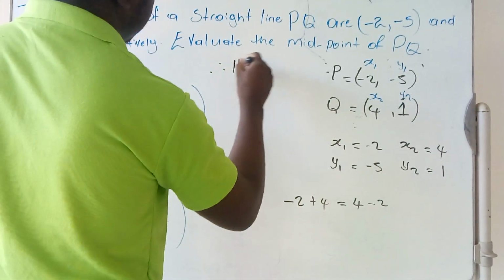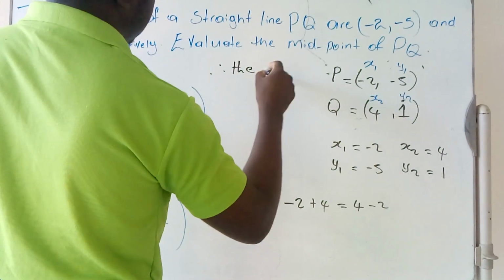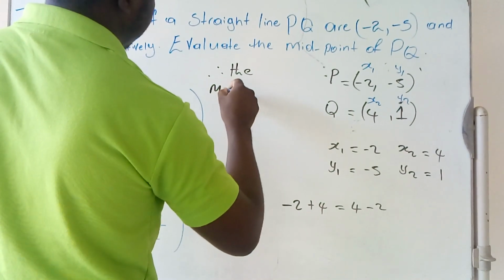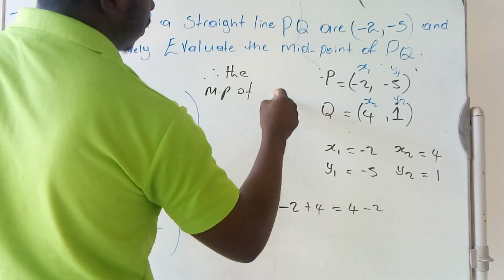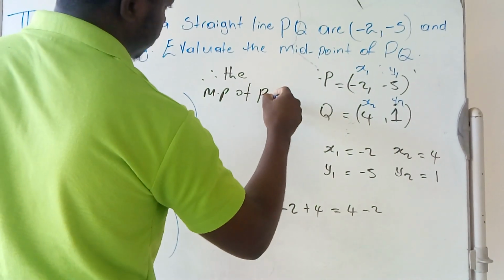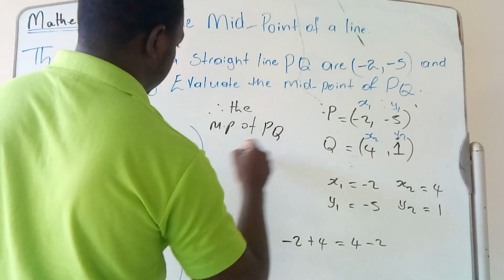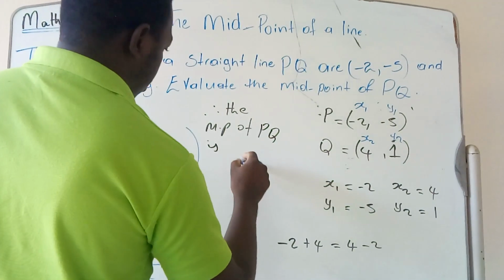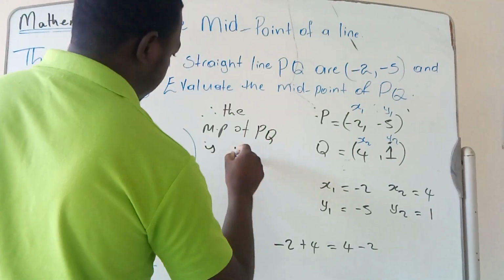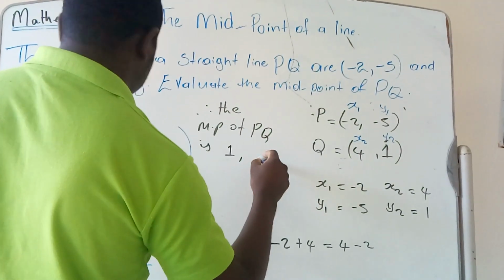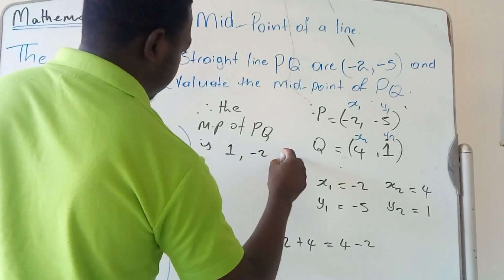So therefore, the midpoint of PQ is (1, -2).